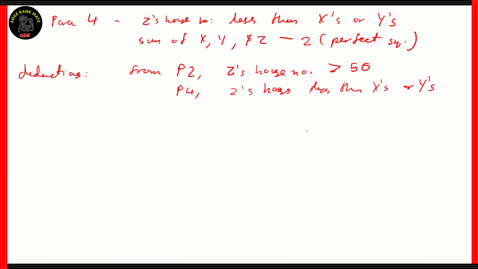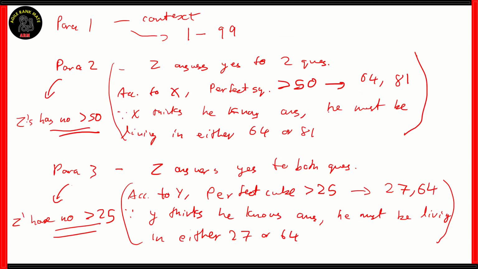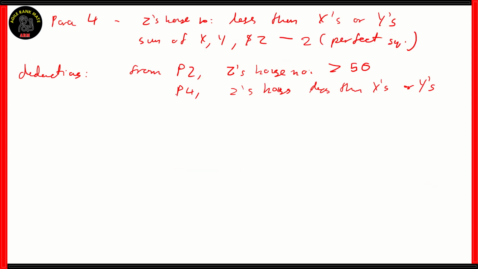So if you look at the options for X, X has 64 or 81, so he must be living in one of them. Both of them are above 50. However, if you look at Y's, one of the perfect cubes is 27 and the other perfect cube is 64. So as you can see, 27 here is less than 50. Therefore, since Y has to have a house number greater than Z's, we can conclude that 64 is Y's house number.